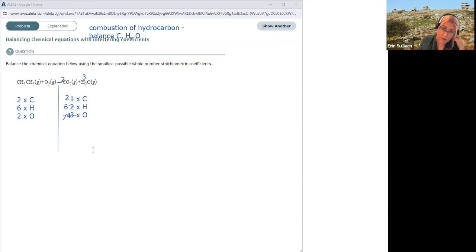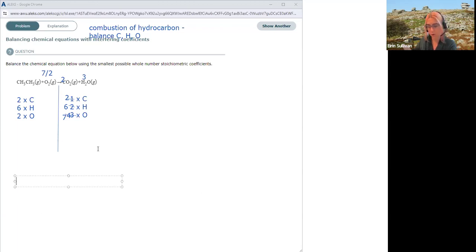In fact, it's going to be kind of tricky to balance that because of the diatomic O2. So what you could do is find the lowest common multiple, which is 7 times 2. So we're going to end up with 14 oxygens altogether, which means we're going to have to times everything by 2. Or you can use a fractional coefficient, which in this case will be 7 divided by 2 in front of that O2. And then you're going to have to times everything by 2 to clear that fraction.